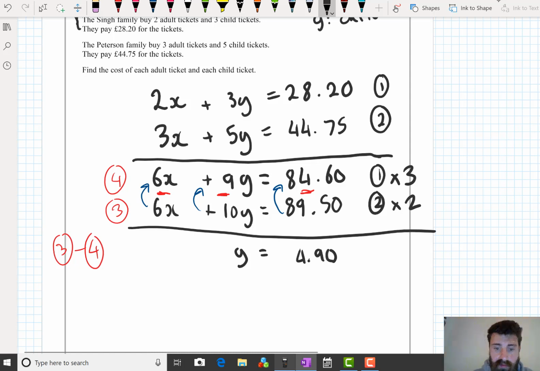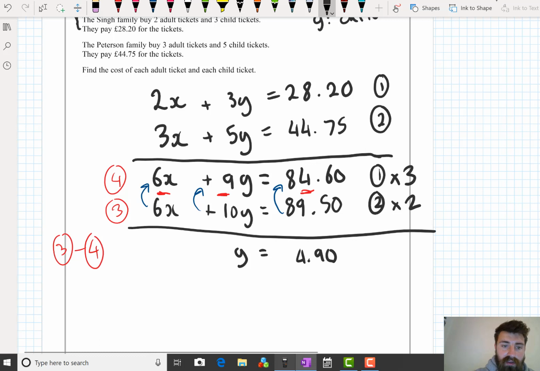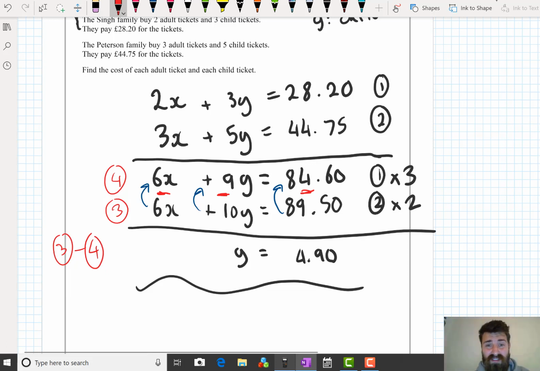But I'm checking it because 100%. £89.50 take away £84.60. £4.90. Good. And then I'm going to substitute this value into either equation 1 or equation 2. You could put it into 3 or 4, but they're scaled up, so the numbers will be larger. I'm going to pick equation 1 because the numbers are generally smaller to work with. So I'm going to sub, aka substitute, £4.90 into equation 1. So I'm going to write it out.